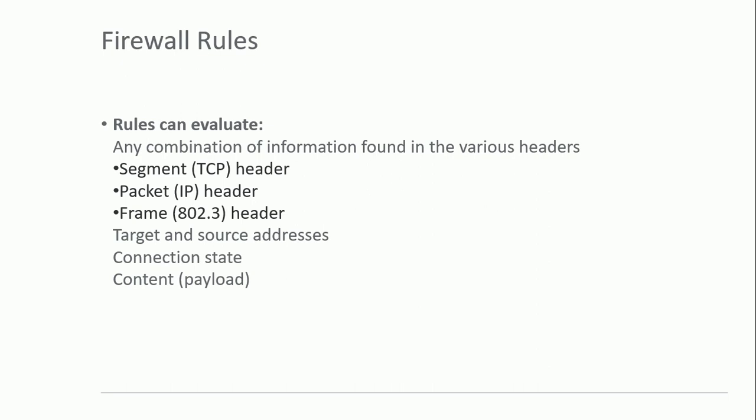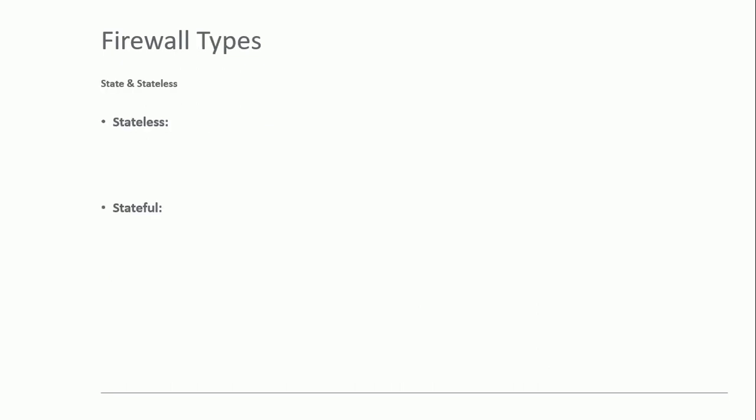We can actually look at the payload if we want to, right? Some firewalls actually look at the content or the data itself. That takes a lot of processing power, but theoretically it can be done. There are two basic types of firewalls. Most firewalls are both, but there are two basic types of rules.